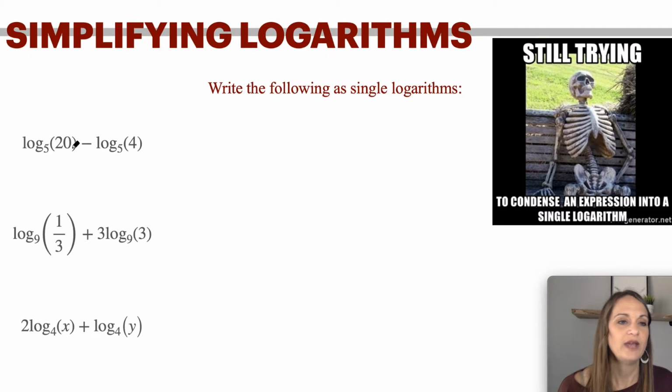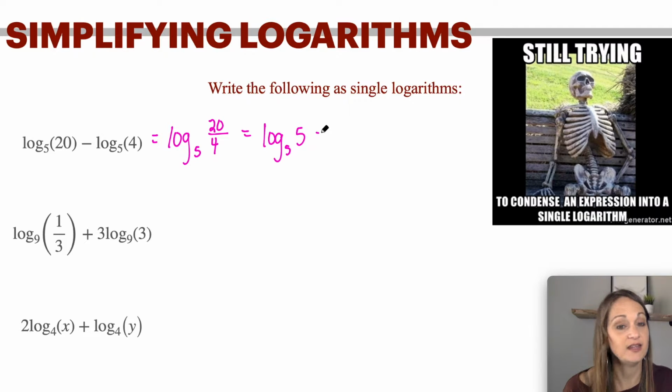So we have two logs that are subtracted. That is the same thing as one log with those two functions divided. 20 divided by 4 is 5. And interestingly enough, we can take the log base 5 of 5, which we know is the number 1. Why? Because 5 to the first power gives me 5. So I know that this answer is 1. Anytime you have a log of a number with the same base, you can cancel them out and it will give you 1.